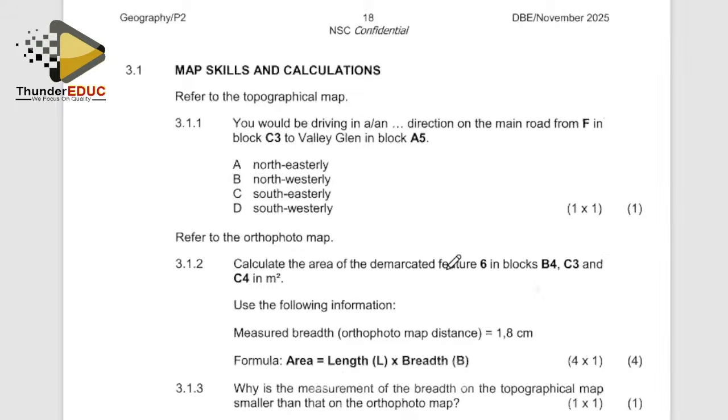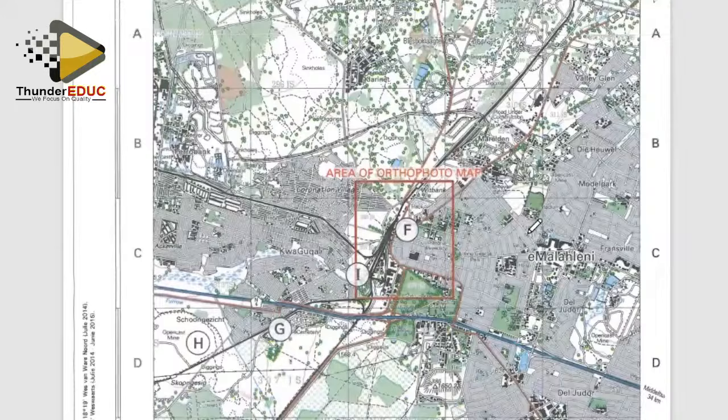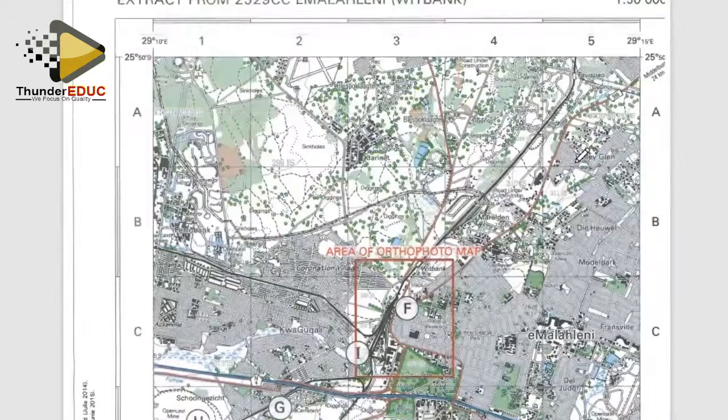You would be driving in which direction on the main road from F in block C3 to Glen in block A5? We are looking at the topographic map. Which direction will be moving from F? We are going via the main road to Glen, River Glen, here to this farm from F along the main road. This is our road here. Which direction is this going to Glen Farm?